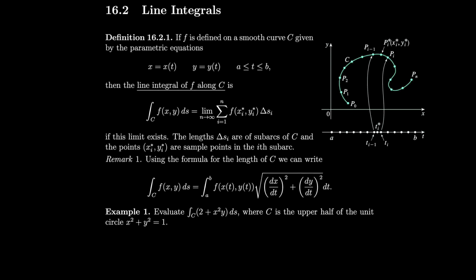Section 16.2, Line Integrals. If f is defined on a smooth curve C given by the parametric equations x equals x of t, y equals y of t, where t goes between a and b, then the line integral of f along C is equal to the limit of the Riemann sum of f at certain sample points times delta Si, if this limit exists. The lengths delta Si are of subarcs of the curve C.